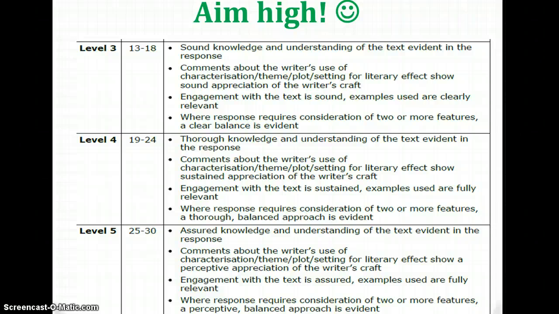Right, here is how you are going to be marked. Now, to get a C, you need to fall into this level. To get a B, roughly this level, an A, and then this is A and A star. You need to know the text very, very well. You comment about how the writer has used characterization and or theme and or plot and or setting and how this makes the reader feel. Remember, effect is how it makes the reader feel or what it makes them think about.